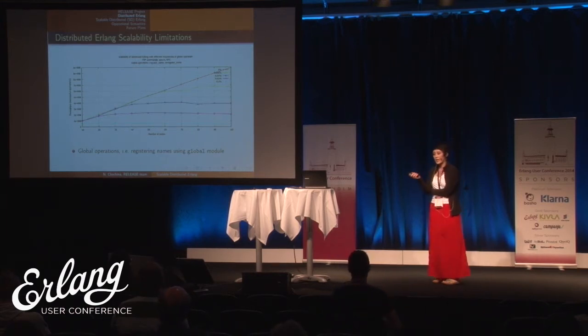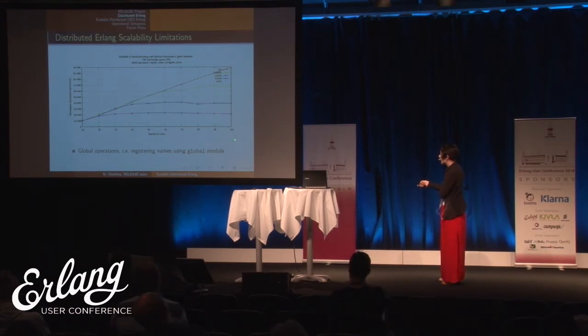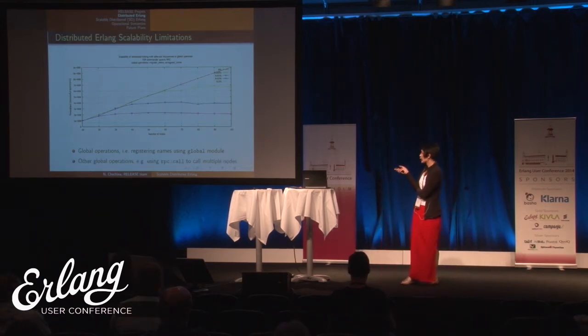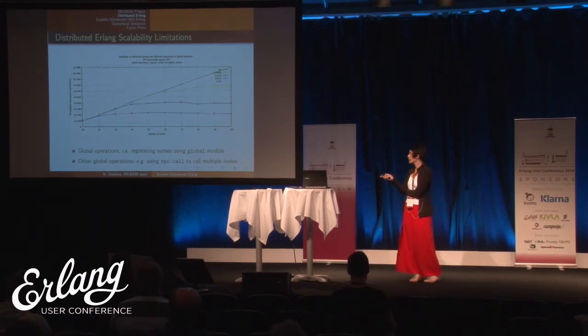We have a fully connected network, and we have this tiny rate of global operations. And then we can see how the performance, so here we have throughput, number of nodes from 10 to 100, and then we can see how with even 0.005% of global operations, the performance starts degrading. And of course, global operations are not only about the global module. They are about, for example, using RPC calls on multiple nodes. And these are also global operations.